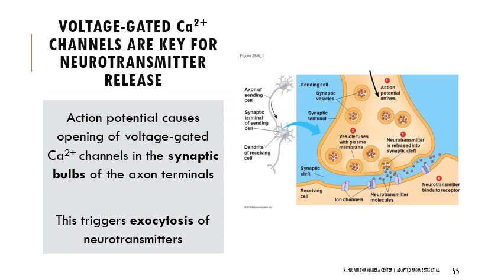So those voltage-gated calcium channels are really important for this neurotransmitter release. When we have the action potential arriving at the synaptic bulb, that causes those voltage-gated calcium channels to open. So that's going to change the charge inside of this synaptic bulb. It's going to cause all these vesicles that are full of neurotransmitters to move towards the edge of the cell, go through exocytosis and release those neurotransmitters into the synaptic cleft. They then cross that synaptic cleft and bind to those receptors.